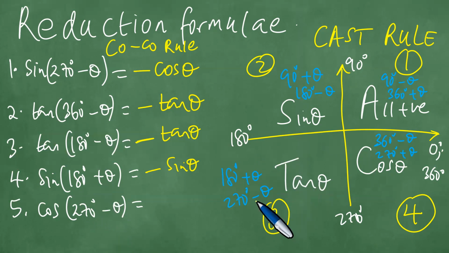The third. It is in the third quadrant. In the third quadrant, the only function that is positive is which one? It is the tangent function, so the cosine is negative. And then there is a cofunction change at 90 and 270. The COCO rule applies at 90 and 270, so it's going to apply here because it's 270, and it's going to change cosine. Cosine has a co. The COCO rule says if you have a co, remove the co. So if you have cosine and you remove the co, you're going to be left with what? Sine theta.